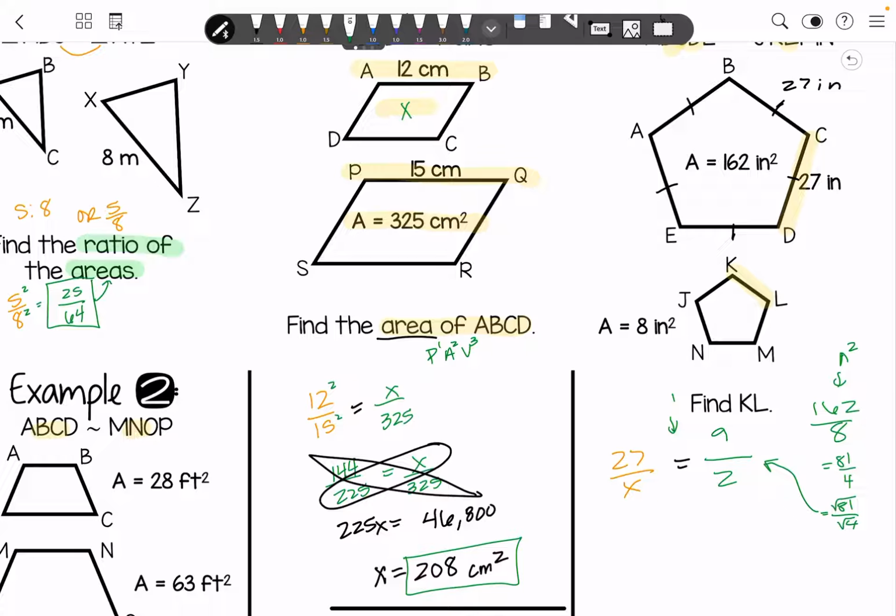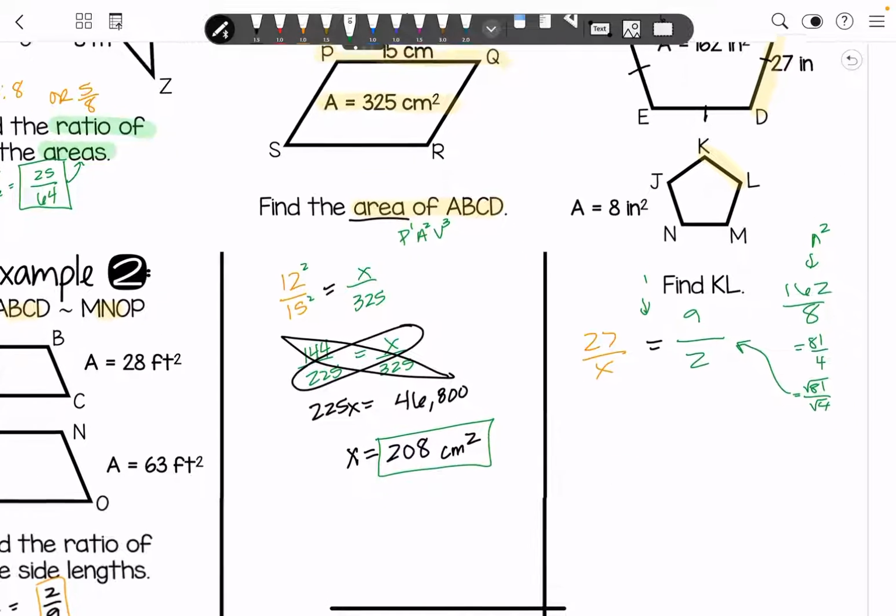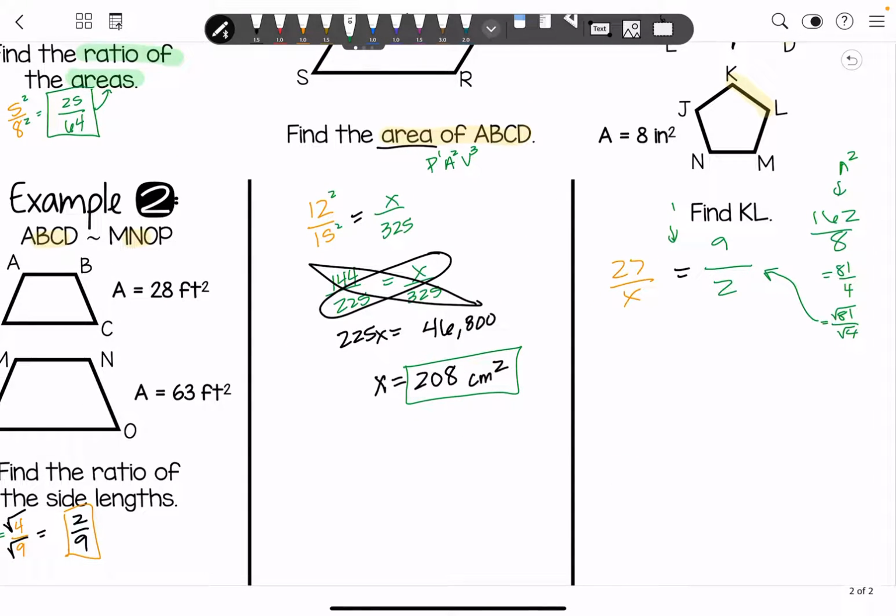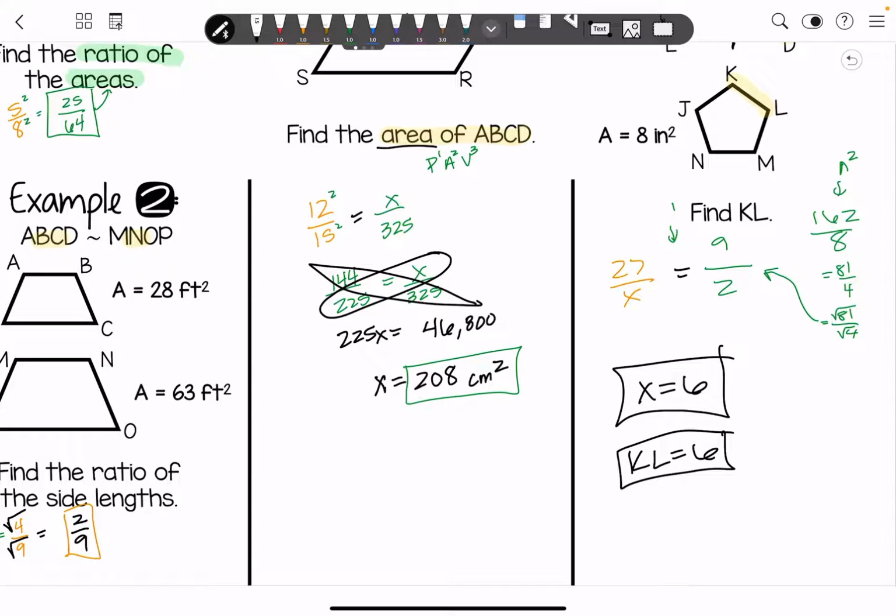And now that you've got this ratio set up, okay, we can just cross multiply and solve for X. When you solve for X, you should get X is equal to 6. That means KL is equal to 6.